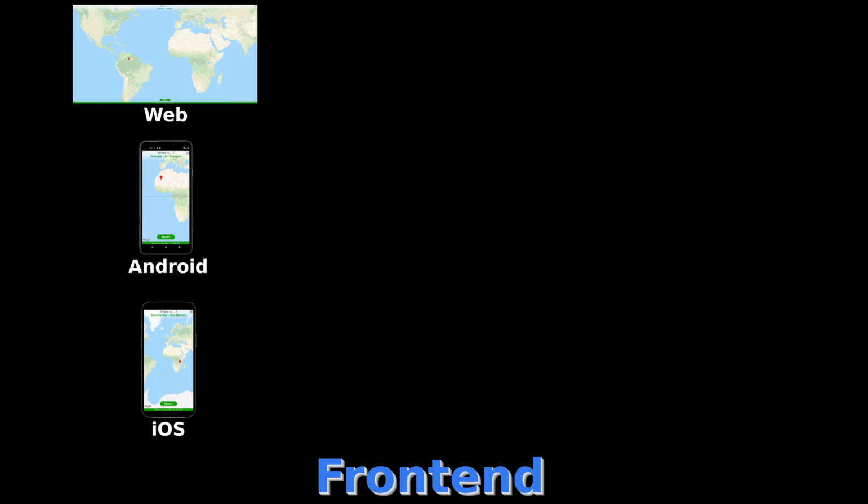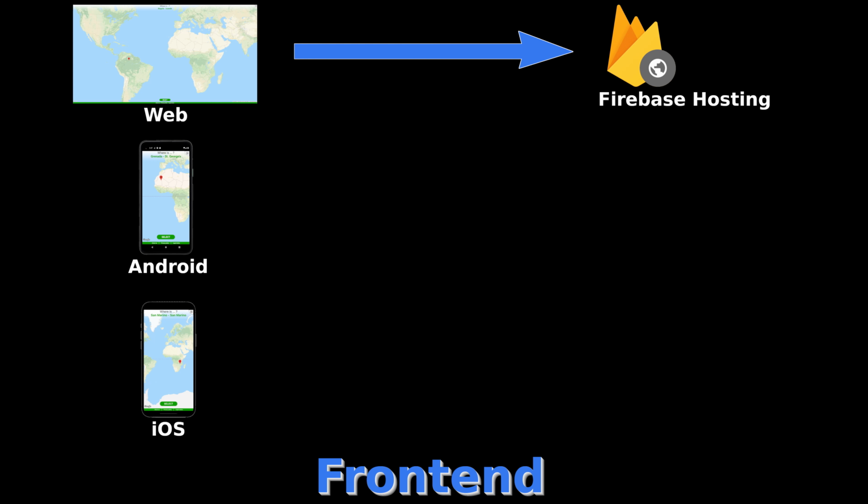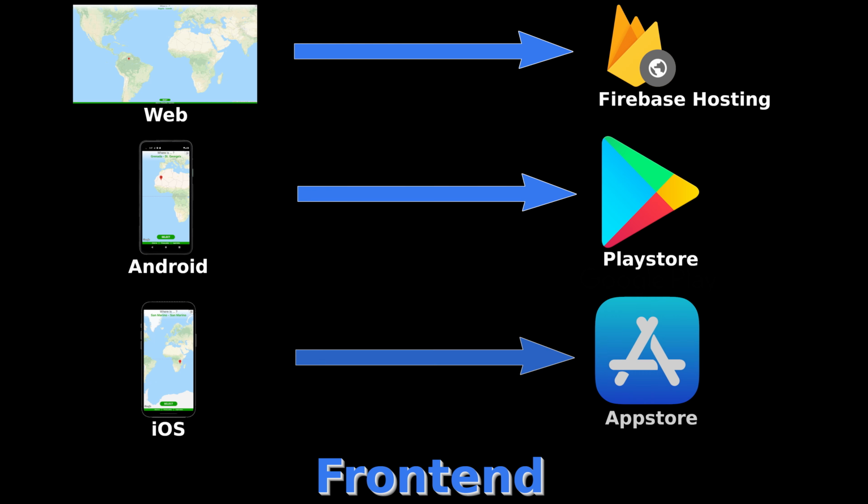The front end is what the user sees, as it will run on the web, iOS and Android. It has 3 slightly different code bases. The web version will run via Firebase hosting in the user's web browser. The Android and iOS versions will run as an app on the user's device.